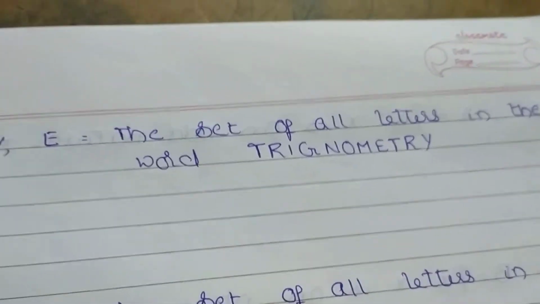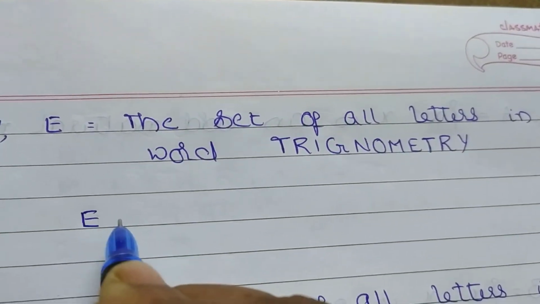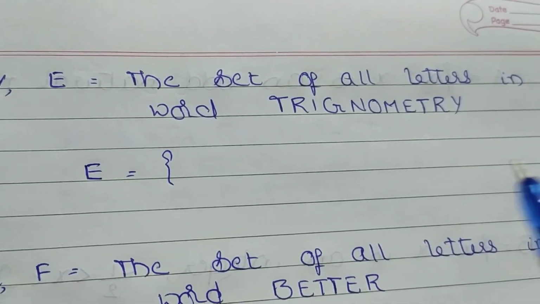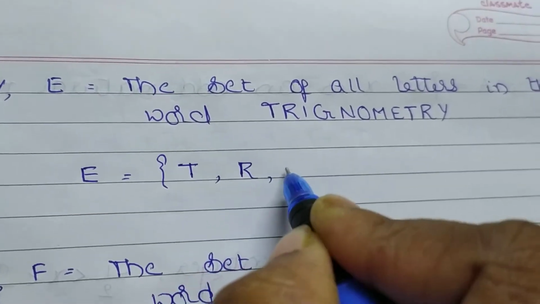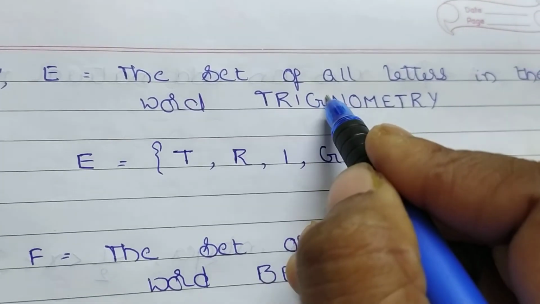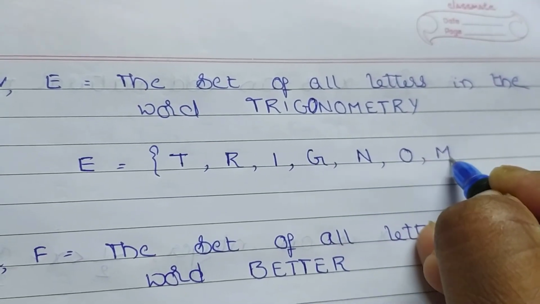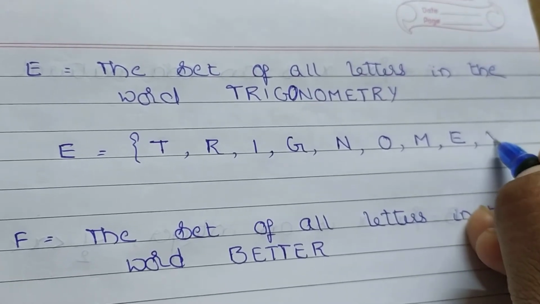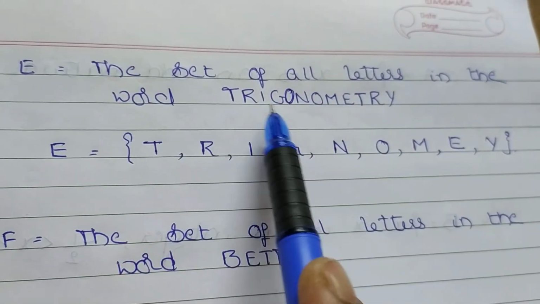Next, what is the next question? The set of all letters in the word trigonometry. So E is the set of all letters of the word trigonometry. We have to write all the letters, but those which are repeated, we need not write again twice. So let us start: T, R, I, G, N, sorry, this is trigonometry, O, M, E, T, R repeated, no need to write Y. So E is the set of the letters of this word trigonometry.